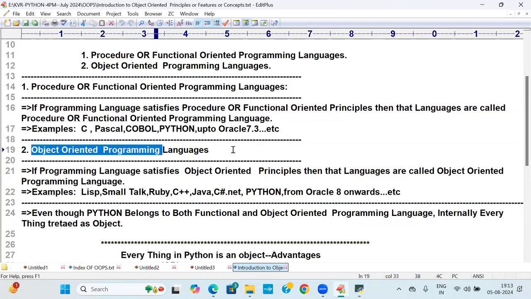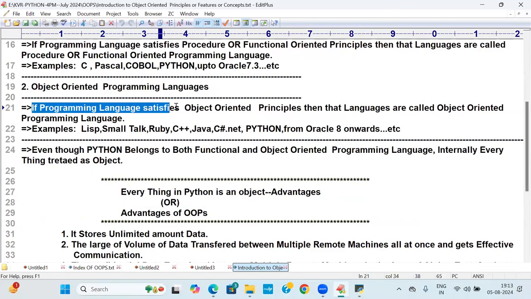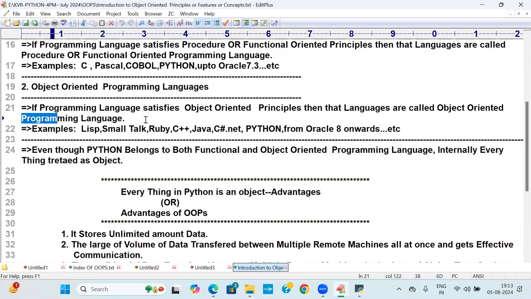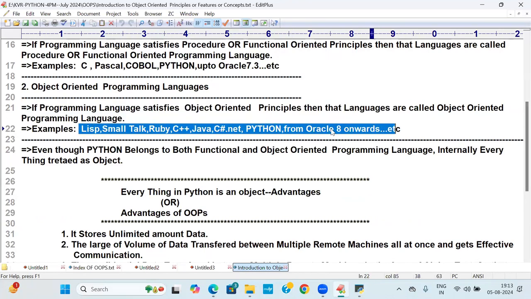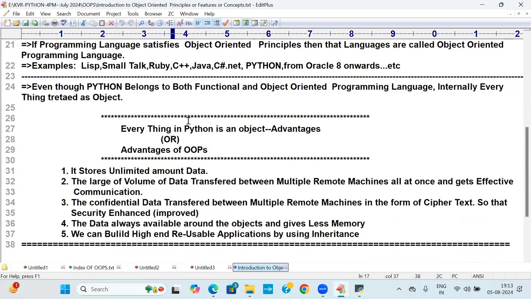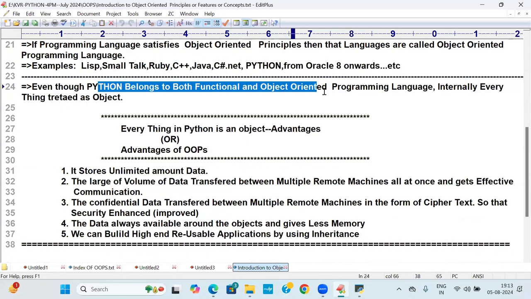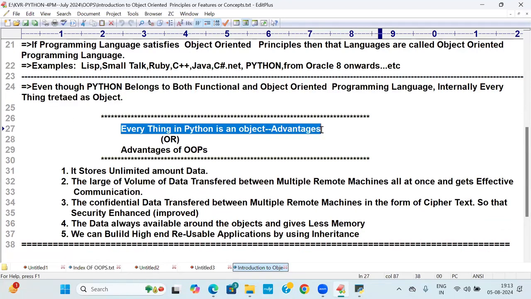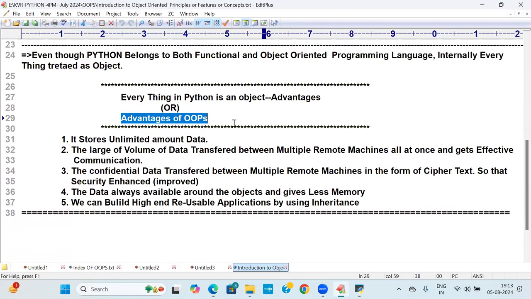So object-oriented programming languages: if any language satisfies object-oriented principles, that language is called object-oriented. I wrote all the languages. Python is also mentioned. Even though Python belongs to both functional and object-oriented languages, internally everything is treated as an object. Now, the advantages of OOPS.